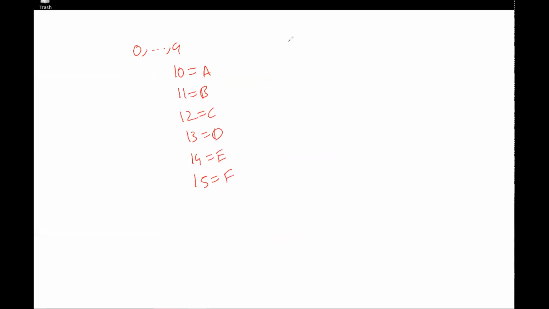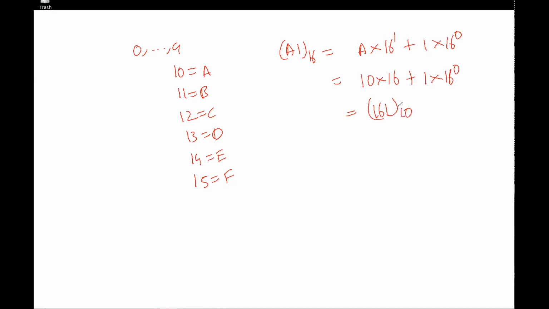So if we have a number such as A1 in base 16, then this is equal to A times 16 power 1 plus 1 times 16 power 0. But the value of A is equal to 10, so it is 10 times 16 plus 1 times 16 power 0. So this is equal to 161 in base 10. Are you with me here? Does this make sense?